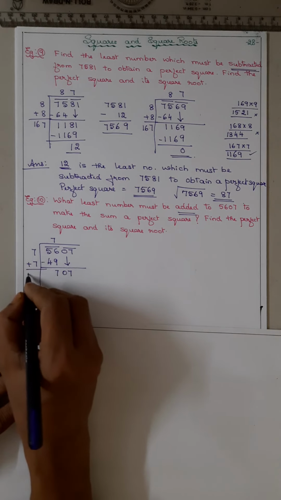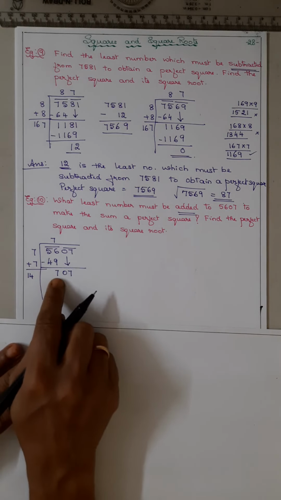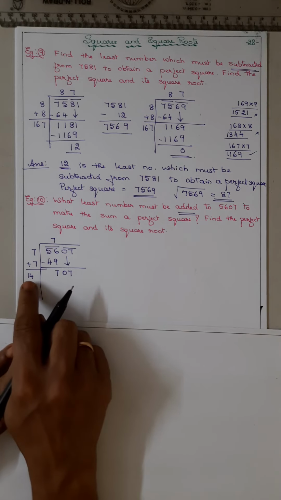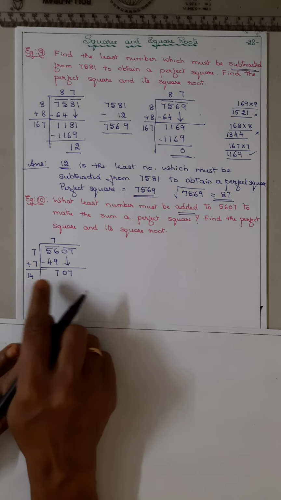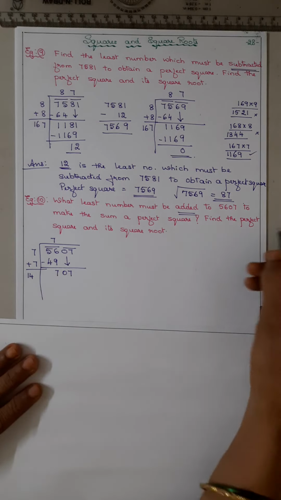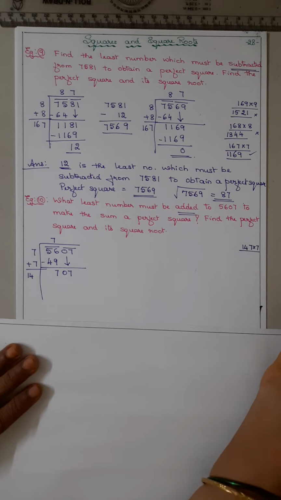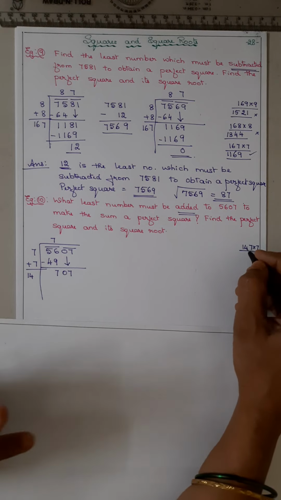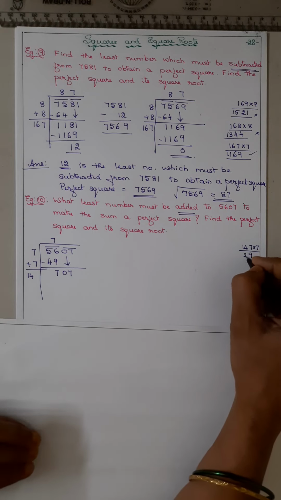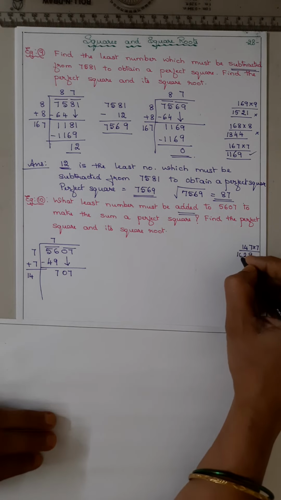You got 14. Now how much is 7? Because it is a 2 digit number here and 3 digits here, so we will do 147 into 7. 7 sevens are 49, 7 fours are 28, 29, 30, 31, 32, 7 ones are 7, 10.